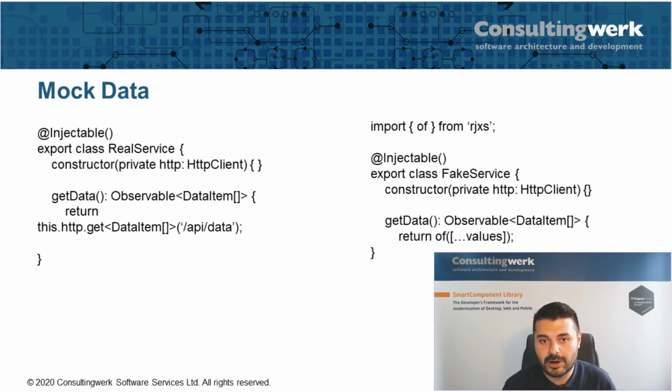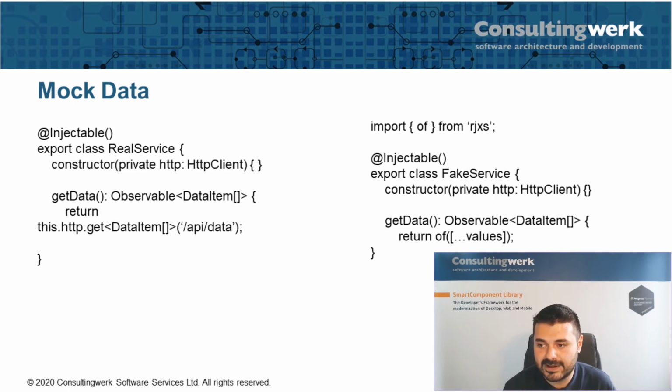So here's how we would use mock data. As you can see, I have here two examples of two Angular classes. So we have here a real service class, which would be your Angular service that makes the actual HTTP call to the backend to get data. And on the right, we have a fake service class. The constructor, very importantly, has the same signature as the real service. And there's also a getData method that has an identical signature as the real service.